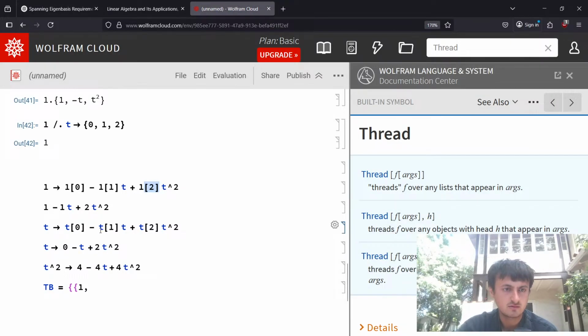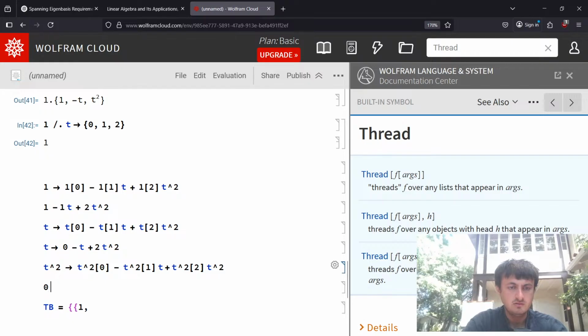Because I was doing it like t squared is going to go to t squared replaced with 0, minus t squared replaced with 1 times t, plus t squared replaced with 2 t squared. So this is going to be 0 minus t plus 4t squared. Okay, so this is 0, 0, minus 1, 4. Okay.